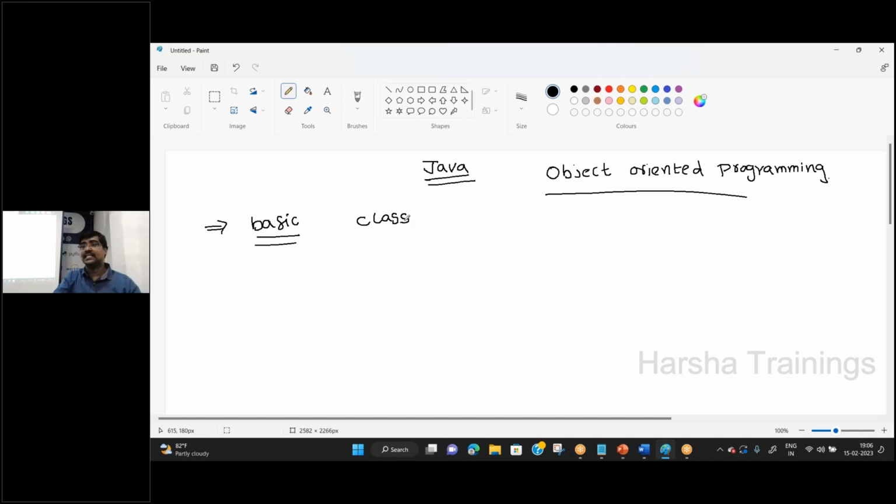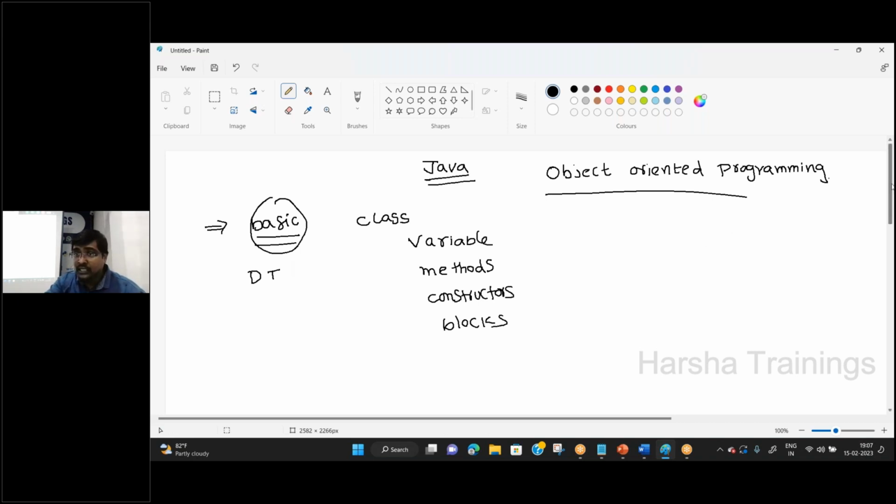First, I discuss class. Under object oriented, we have the concept of class. A class consists of variables, methods, constructors, and blocks. Once you know the basic concepts, meaning data types, operators, identifiers, keywords, some basic topics, you can proceed. Even if you don't know any programming language, it is not a problem. I will discuss from scratch.